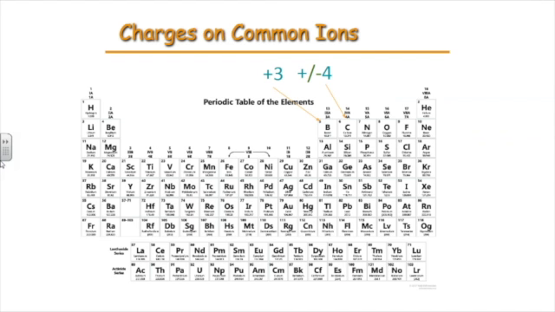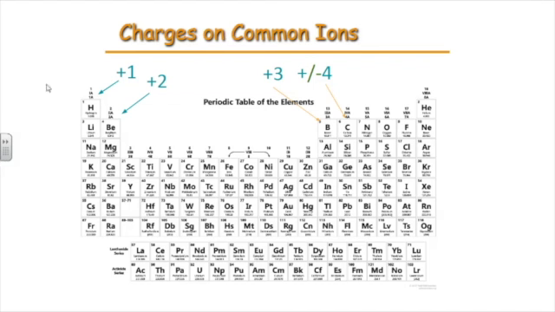So charges on common ions: if it's in this first column, it has a +1 charge. That's your hydrogens, lithiums, sodiums, potassiums, and so on. If it's in the second column, your berylliums, magnesiums, calciums, those are +2. We are going to skip the transition metals for right now. We'll talk about those later on in the unit.